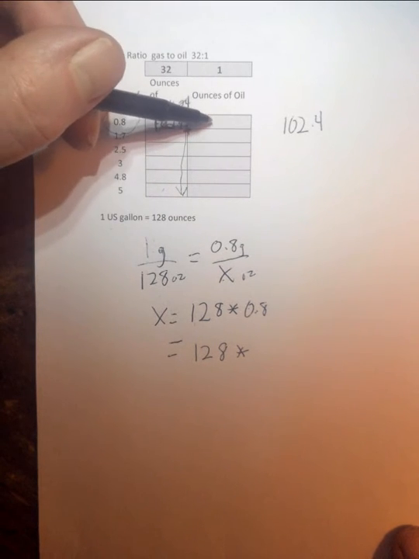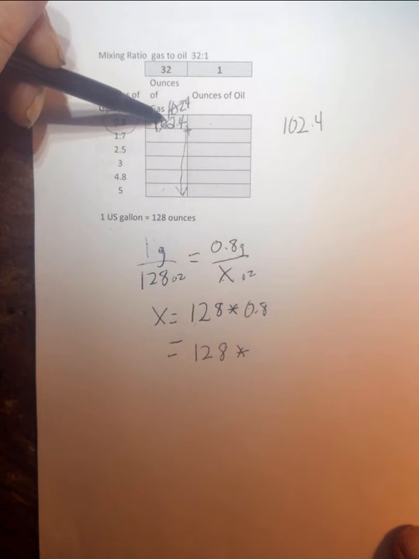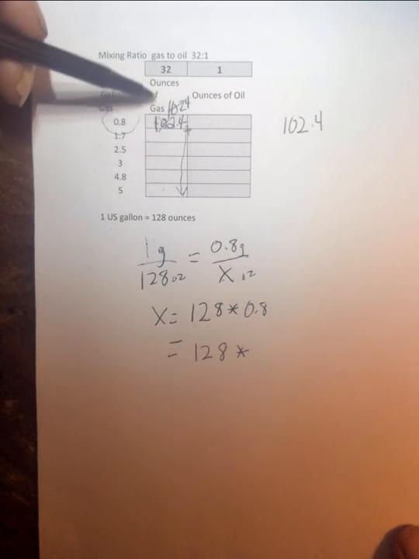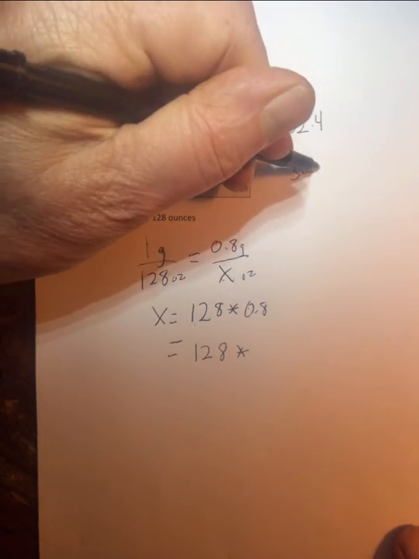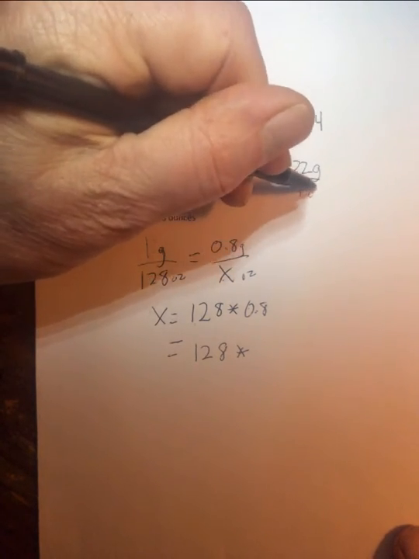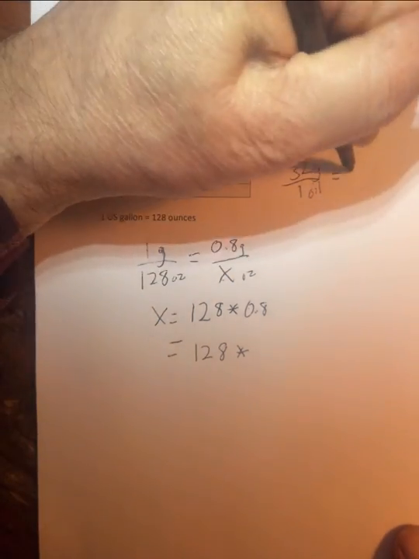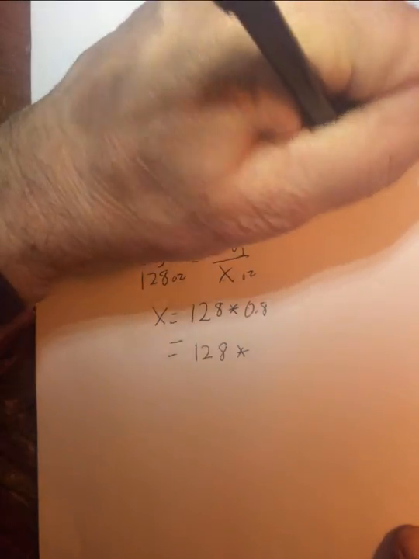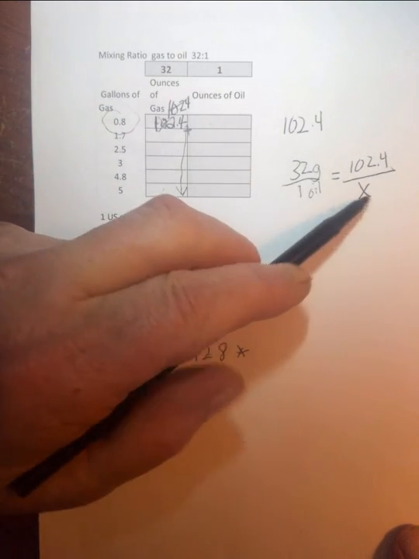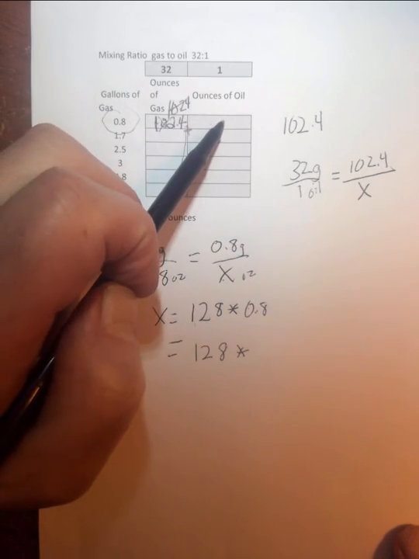So what we're going to do now is find out how many ounces of oil I need to mix with that in order to have a correct mixture. So again, I'm going to do a proportion. It's going to be 32 ounces of gas for 1 ounce of oil, and that's going to equal 102.4 ounces of gas for I don't know how many ounces of oil. So this here is this cell. X is whatever cell that is.